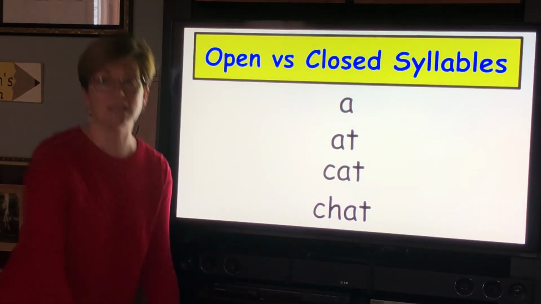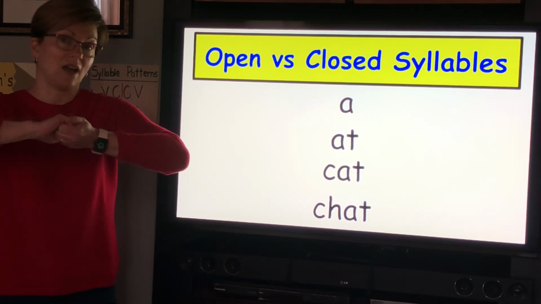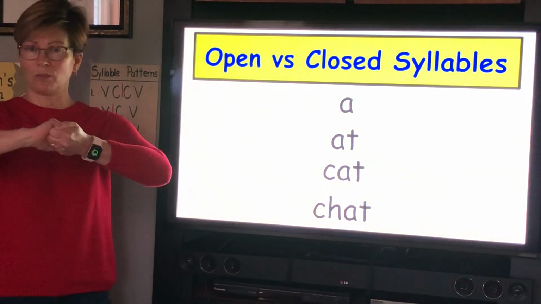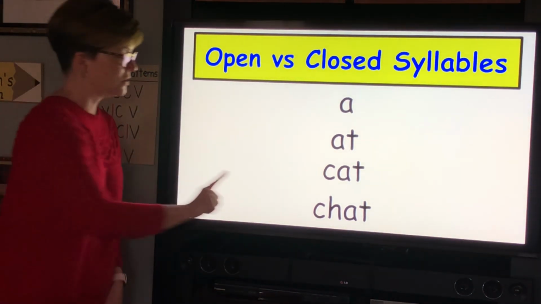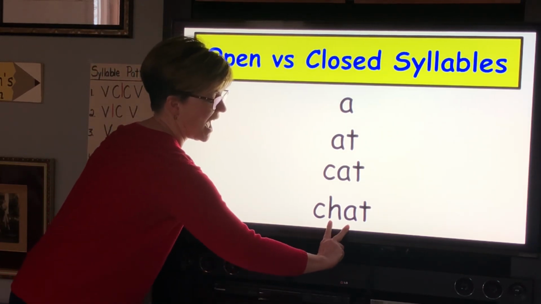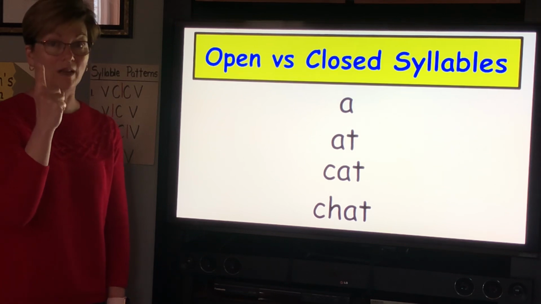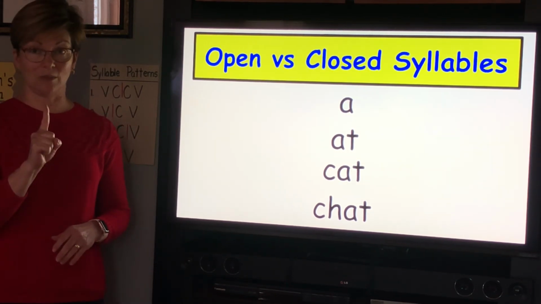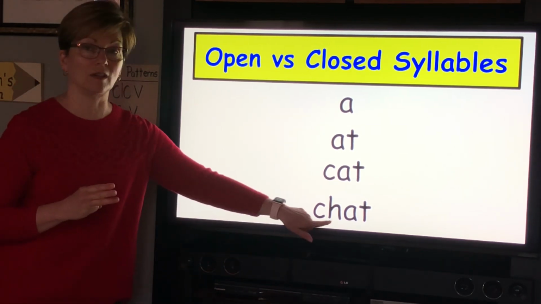And remember, a digraph is two letters, the C and the H, that come together and make a whole new sound. I can't pull those letters apart. They say ch. That is one sound. So I have ch, a, t. 3 sounds. That is a one syllable word, chat. One syllable, one beat, but 3 sounds, even though there are 4 letters.